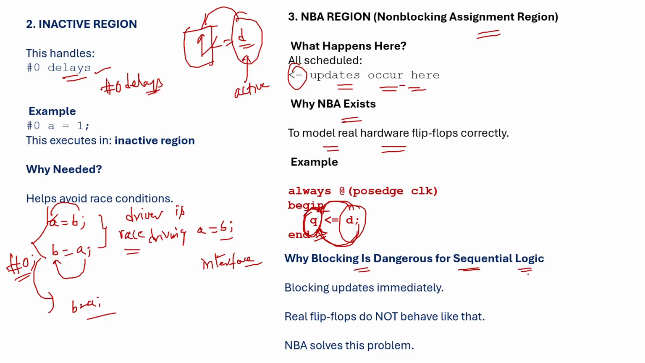Because sequential circuits have memory and depend upon some previous value, and these blocking statements are executing at the same time, and it does not depend upon any previous value, it depends only on the present value. That is the reason it is dangerous. Blocking updates immediately, but non-blocking does not update immediately. It assigns in the NBA region, right? It will take some time. That is the reason real flip-flops do not behave like that. See, NBA solves this problem.